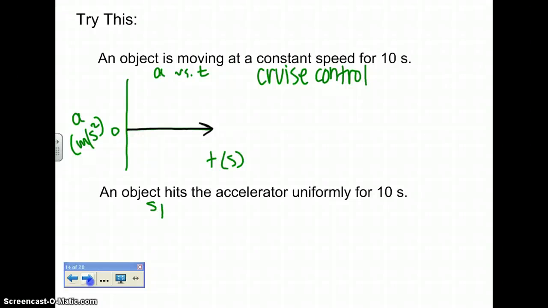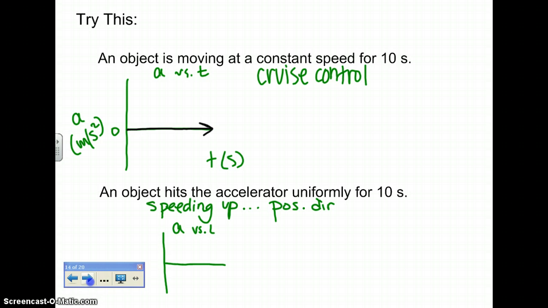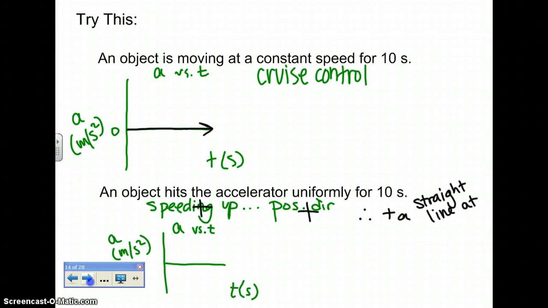So in other words, you are speeding up. And let's be more specific and say in the positive direction, just so we're very accurate here. So if you're speeding up in the positive direction, would that give you a straight line above the x-axis or below the x-axis? Well, let's assess. Speeding up is a positive, and the positive direction is a positive, so therefore you would have a positive acceleration. In other words, a straight line above the x-axis. So that would look like this.